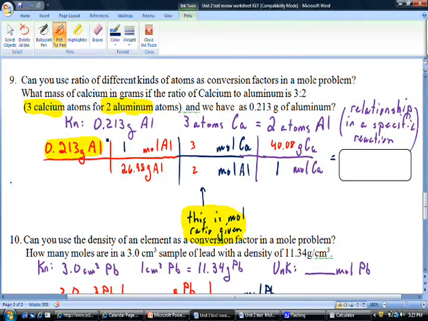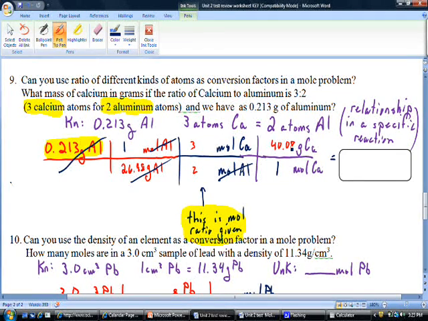So let's see what cancels out. Grams of aluminum cancel here. Now I've used the mole ratio in such a way that moles of aluminum cancel with moles of aluminum. And right now, if we did 0.213 grams of aluminum divided by 26.98 grams of aluminum times 3 divided by 2, our answer right now would tell us how many moles of calcium we were going to be using. We're going to go on to say how many grams of calcium that is.